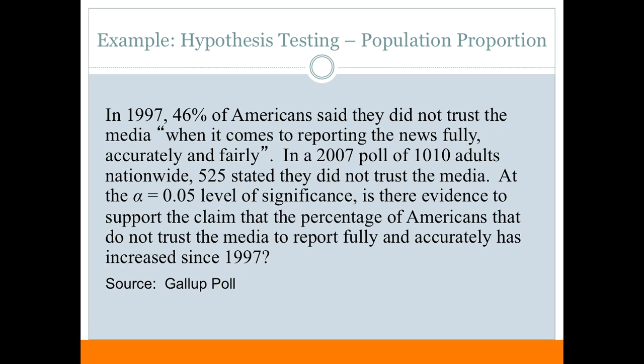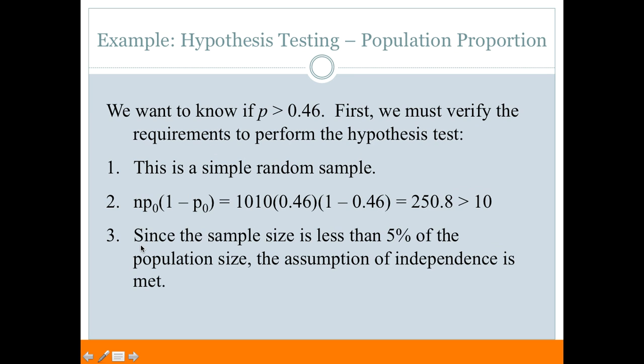So lots of information here, but the important thing is to go ahead and pull out p naught, that's our 0.46. And then you'll see that we have sample data for 2007. We have a total of 1,010 as our sample size, that's our n. And our x, that's the people who said that they did not trust the media, is 525. And our alpha is 0.05. And then the other keyword is increased. So we think that it has increased. So we want to know if p is greater than 0.46.